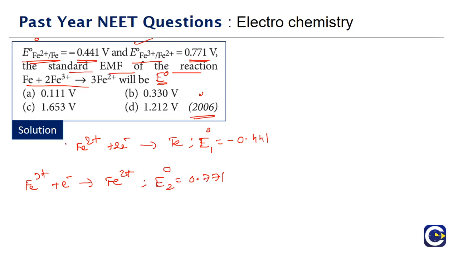Now we have the unknown reaction. What is it? Fe + 2 Fe3+ gives rise to 3 Fe2+. For this we have to find the E0 value. Now there is no direct way in which we can relate the E0 values of the reactions. The only thing we can do is relate the del G0 values.